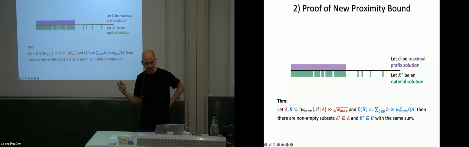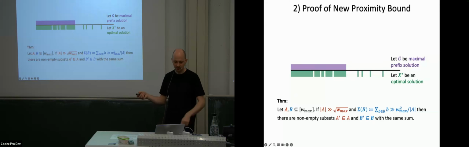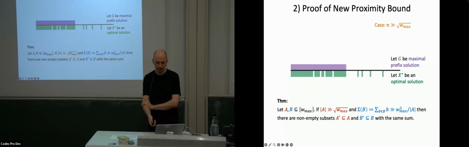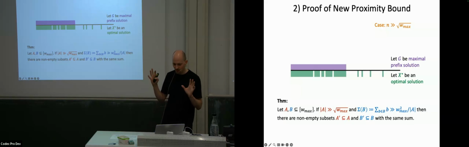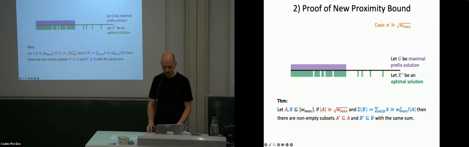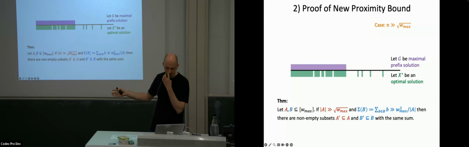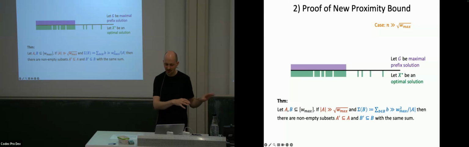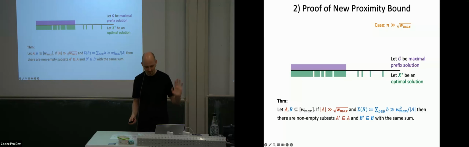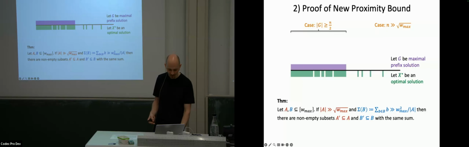So let's get back to this maximal prefix solution and optimal solution. I want to prove this proximity bound. The proof has a couple of cases. I will only really look at one of the cases. So let me assume that n is big enough, because there will be some other case where n is small and it will be handled in some way. And let me not get into it.